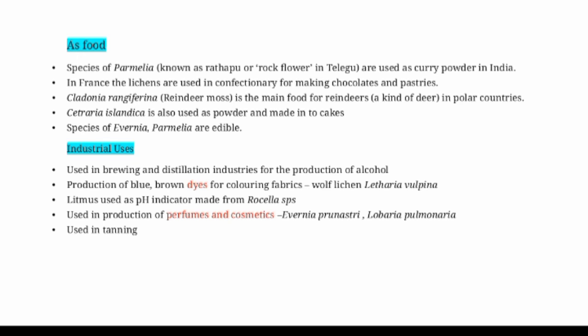Industrial uses: used in the brewing and distillation industries for the production of alcohol. Production of blue-brown dyes for coloring fabrics, such as from Letharia vulpina. Litmus, used as a pH indicator, is made from Roccella species. Used in the production of perfumes and cosmetics. Evernia prunastri and Lobaria pulmonaria are used in tanning.